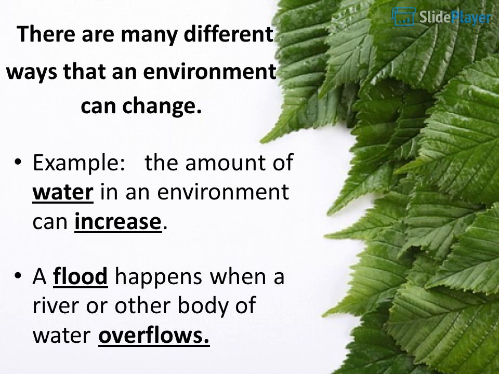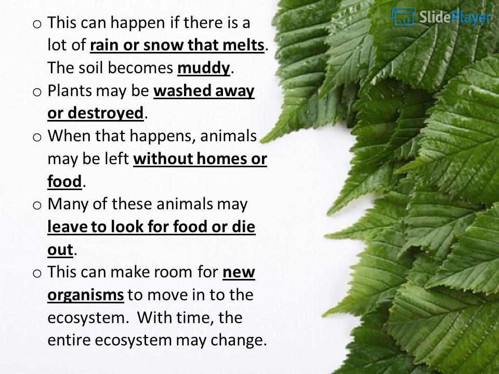There are many different ways that an environment can change. Example, the amount of water in an environment can increase. A flood happens when a river or other body of water overflows. This can happen if there's a lot of rain or snow that melts.